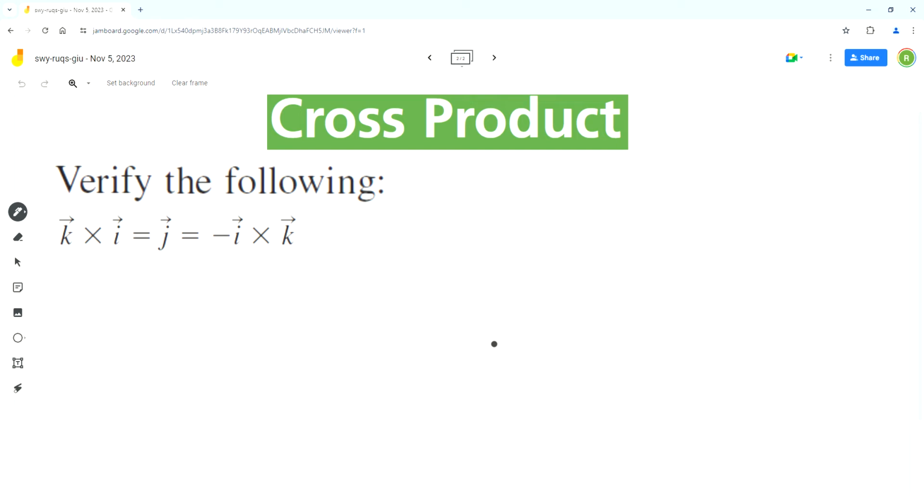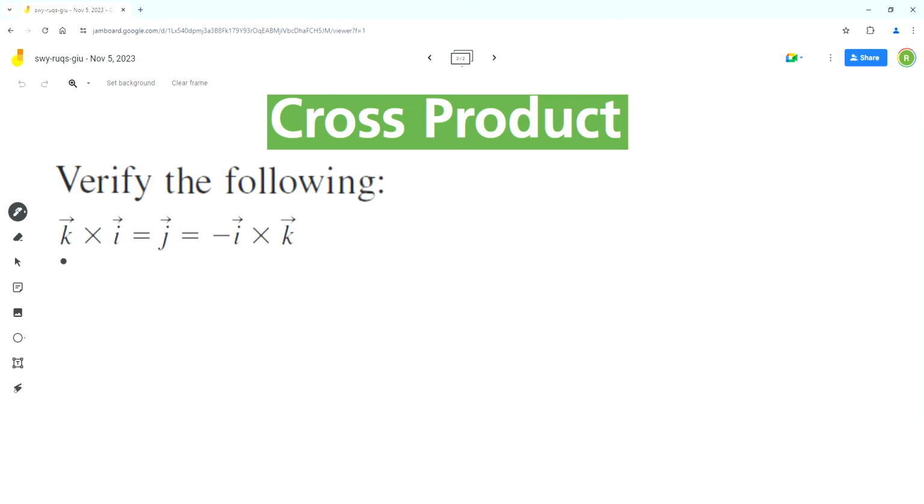So in this video, we'll solve this problem using the concepts of cross product. As per the problem, verify the following: k cross i equals j, which equals negative i cross k. So we have to prove that this vector equation is true. Now the given vectors i, j and k are given in unit vector notation.